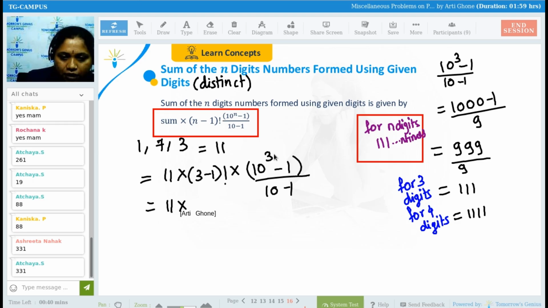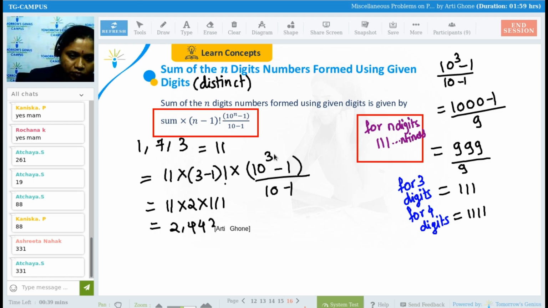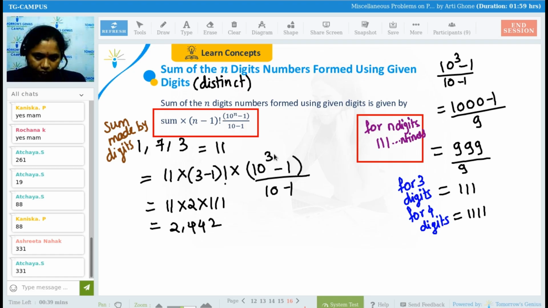11 into 3 minus 1, that is 2 factorial, which comes 2. And then this one is 3 times of 1. Just do this multiplication, you will get the sum of the digits made by 173. Clear? 2442 will be the answer.